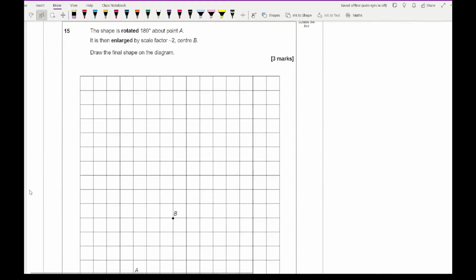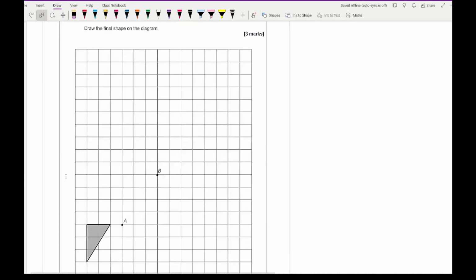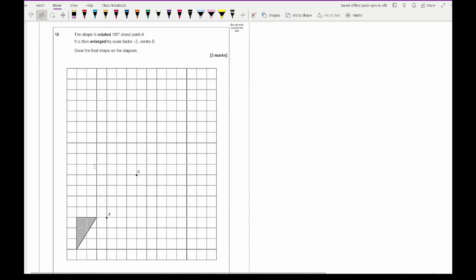Moving on to question 15, it says that a shape is rotated 180 degrees about point A. It is then enlarged by a scale factor of -2 with a centre of B. And the question says, draw the final shape on the diagram. So let's just zoom out so we can see this, and we'll go from there. First thing we want to do is rotate shape A, this shape, 180 degrees about the point. So here what you should have is a triangle that looks something like this. Now again, you want to make sure that you are using a ruler.